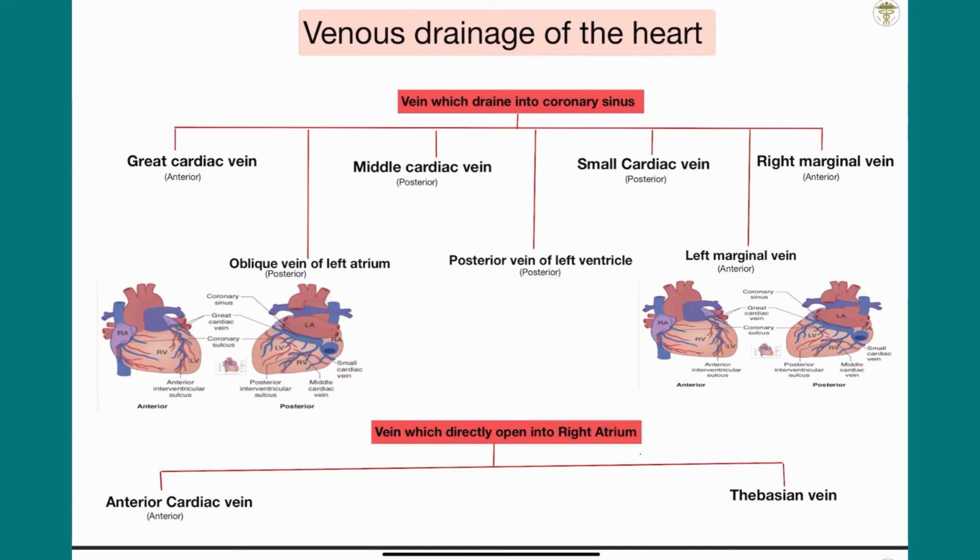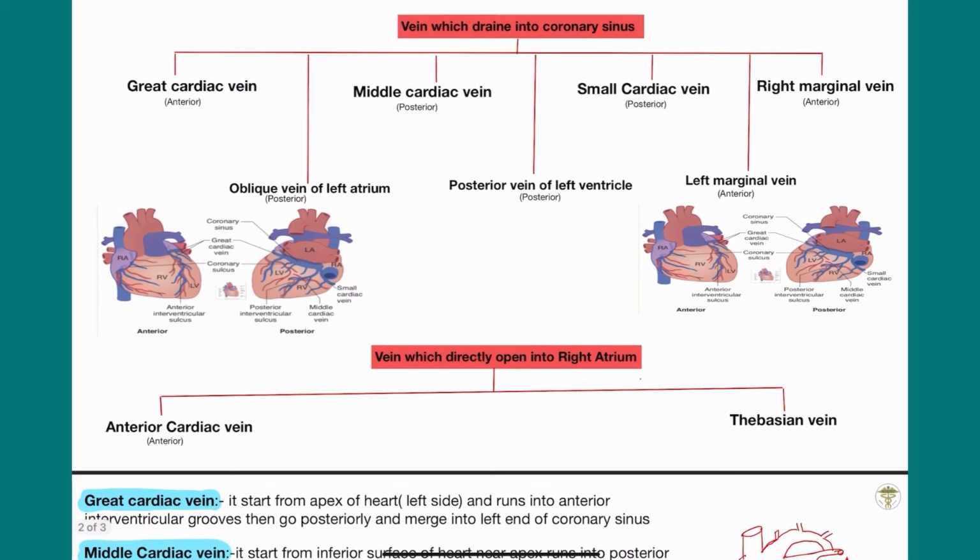left atrium. In the anterior view you will see only the great cardiac vein, right marginal vein and left marginal vein. Other veins like middle cardiac vein, small cardiac vein, posterior vein of the left ventricle and oblique vein of the left atrium are all present in the posterior part. I will discuss this when I make the diagram of the posterior view, then you will see this type of vein, and when I make the diagram of the anterior view, then you will see this type of vein.